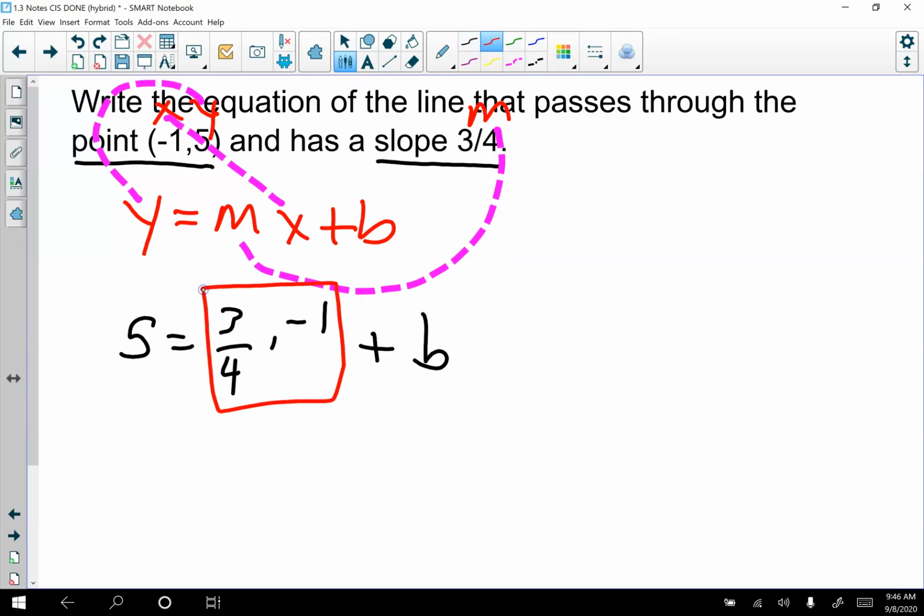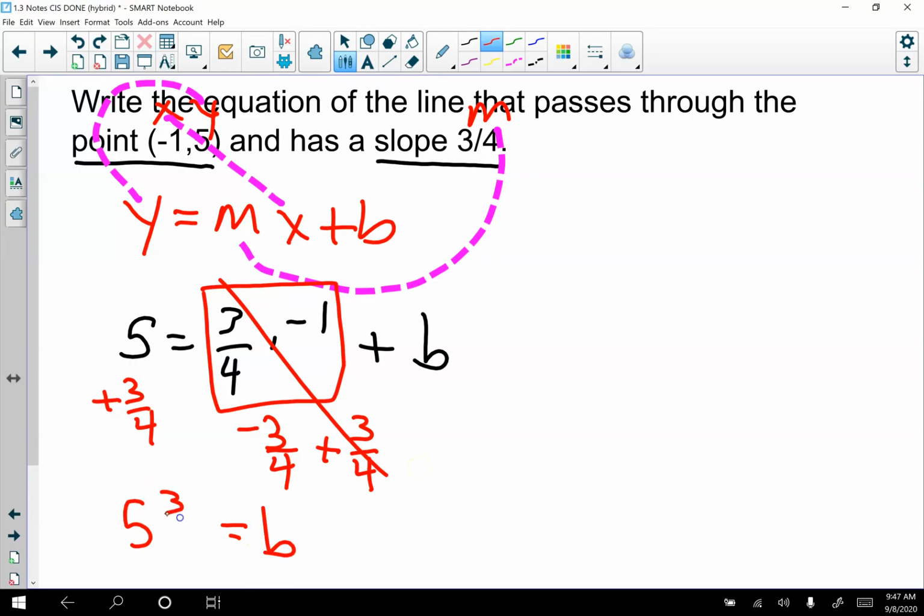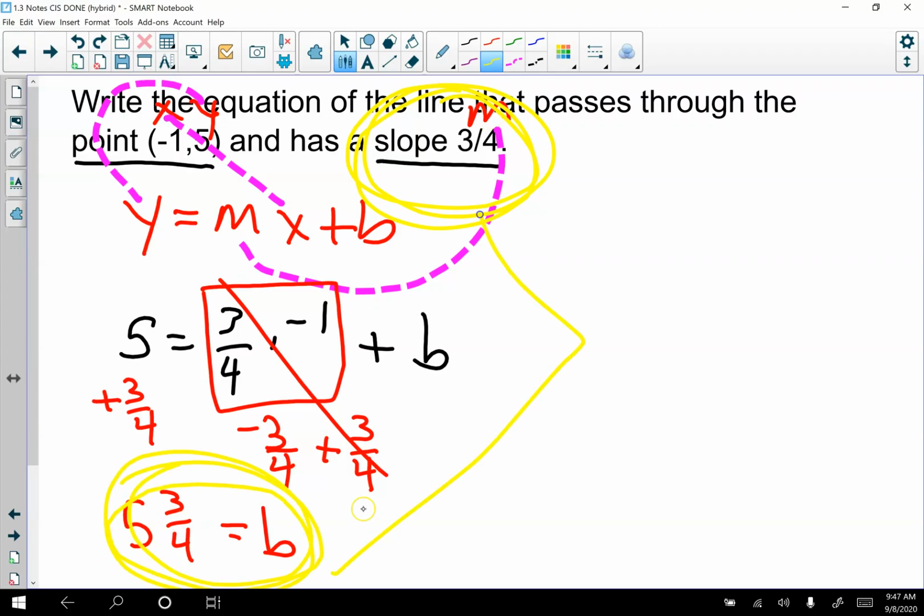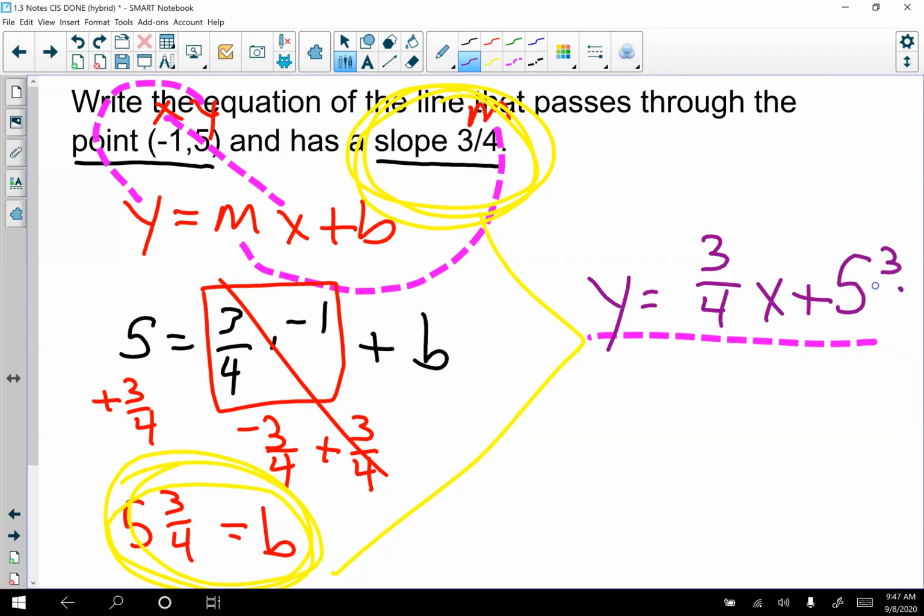So this ends up to be negative 3/4. And then I'm going to add 3/4 to both sides. That's going to make that 0. So b ends up to be 5 3/4. So once I have, I already had my m. Now I have my b. Now I'm going to bring those together to write my equation. Y equals m x plus b. And there's my equation.